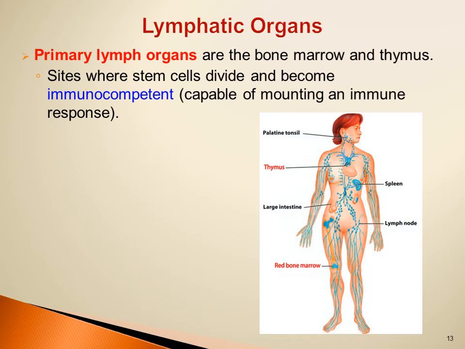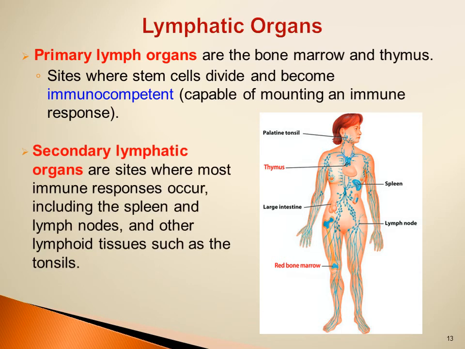The primary lymph organs are the bone marrow and the thymus, and they are primary lymph organs because they are the sites where stem cells divide and become immunocompetent or capable of mounting an immune response. The secondary lymphatic organs are sites where most immune responses occur, including the spleen and the lymph nodes, as well as other lymphoid tissues such as the tonsils and the lymphoid tissue that is present in the alimentary canal.